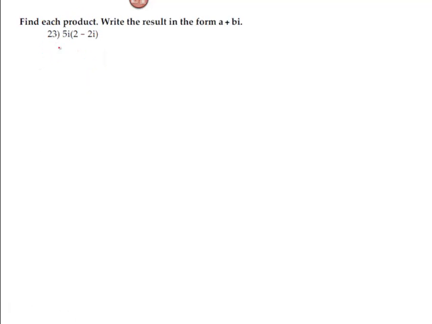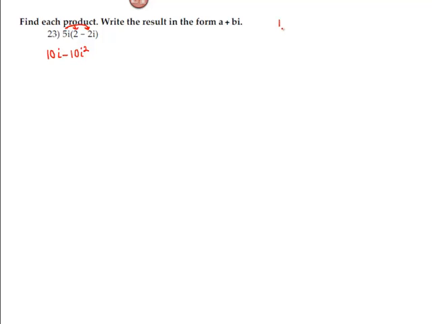This says find each product. Product, remember, means multiply, so we're going to distribute. 5i times 2 is 10i. And when we're multiplying like this, we treat i just like we would an x. So 5i times negative 2i is negative 10i squared. Sorry, I said that wrong at first.